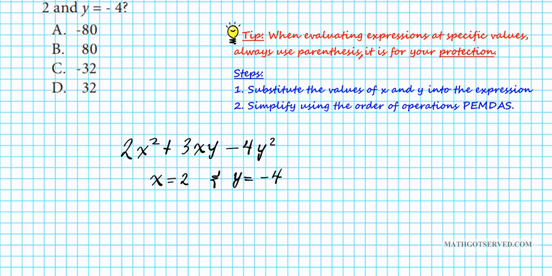All right, so what do we have here? We're going to have 2 parentheses 2 squared plus 3 times 2 times -4 minus 4 times -4 quantity squared. All right, so what just happened? What happened is that I substituted 2 for the x's in this expression and -4 for the y's. So what do we do next? We just finished step 1.